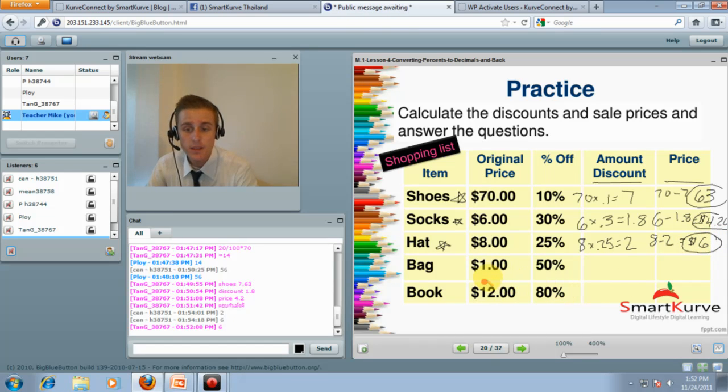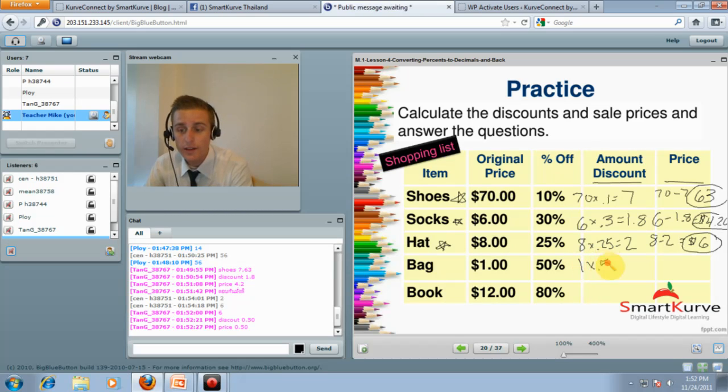Now the bag. It is $1 with 50% off. What is the amount discount? That was very quick. It is 50 cents. So it's $1 times 0.5 leaves us with 50 cents. And the price is the original $1 minus the discount of 50 cents, giving us a final price also of 50 cents.